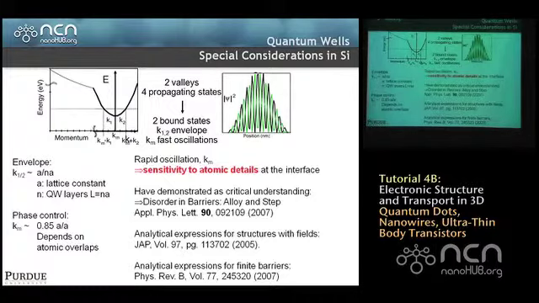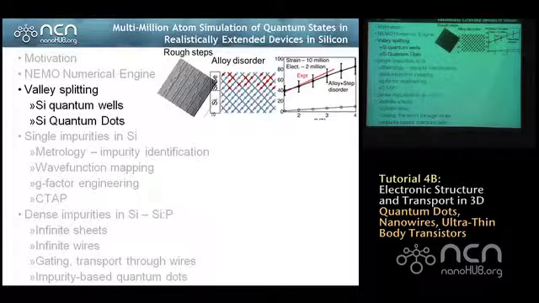The propagating states, there are 4 propagating states, but in the bound state it is 2. Does that mean degeneracy? No, they don't need to be degenerate. In fact, they split because they interact, and that's the valley splitting.